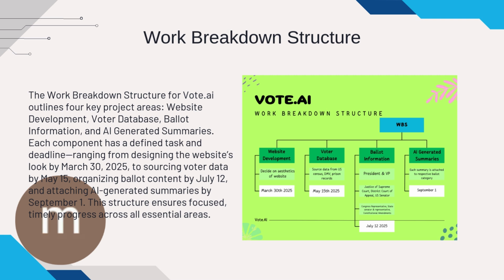Each area has its own timeline and deliverables. For example, we aim to complete the web design by March 30th, gather voter data by May 15th, organize ballot content by July, and ensure all summaries are attached by September 1st. This timeline keeps the project on track while ensuring we don't sacrifice quality or compliance.